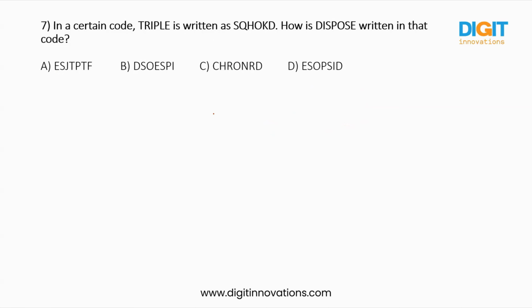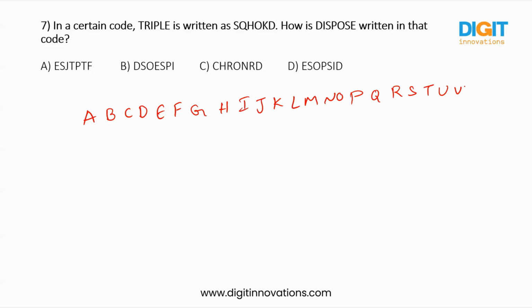In certain code, triple is written as SQHOKD. How is dispose written in the code? So let us do the same process which we have done there. E, F, G, H, I, J, K, L, M, O, P, Q, R, S, T, W, X, and Z. So triple, let us start with the first one. T is coded as S. So it was going back.